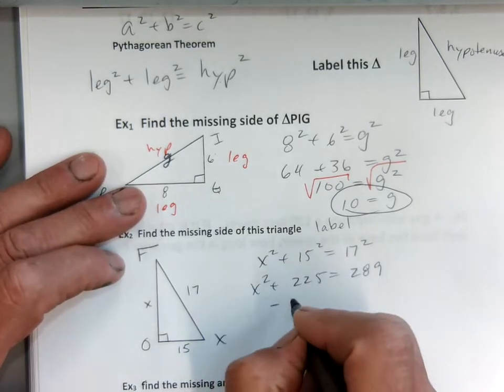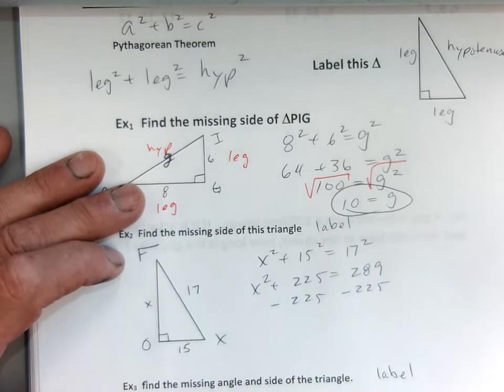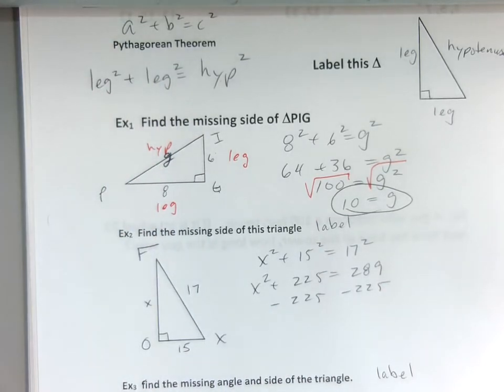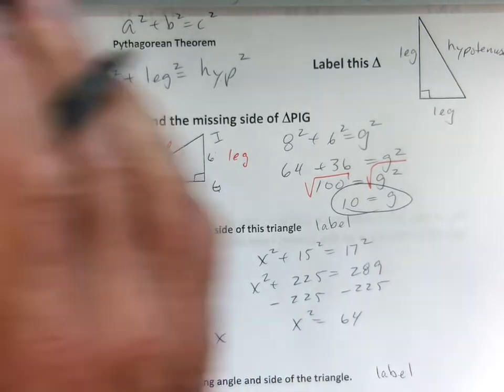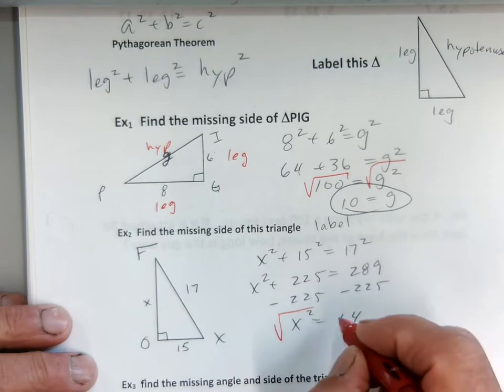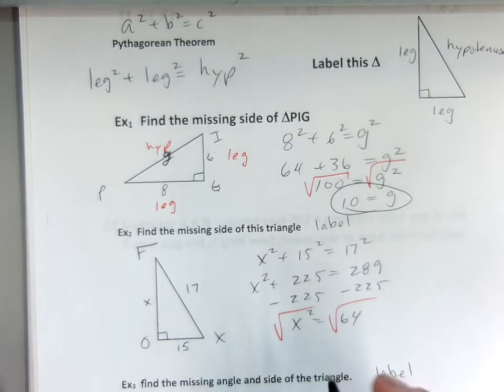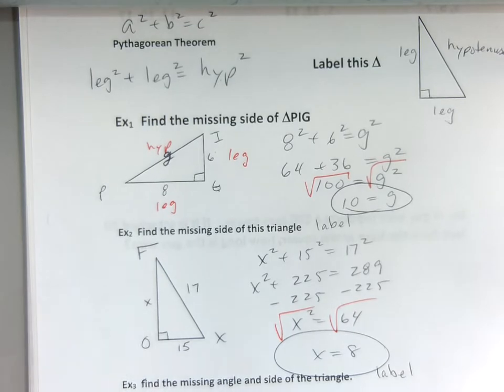So now I'm going to go minus 225. Let's see, 289 minus 225, and I get an answer of 64, right? Square root, and x is 8. Now this is another one of the perfect ones. Okay, so an 8, 15, 17 is a perfect right triangle. I like that. But they're not all that way.